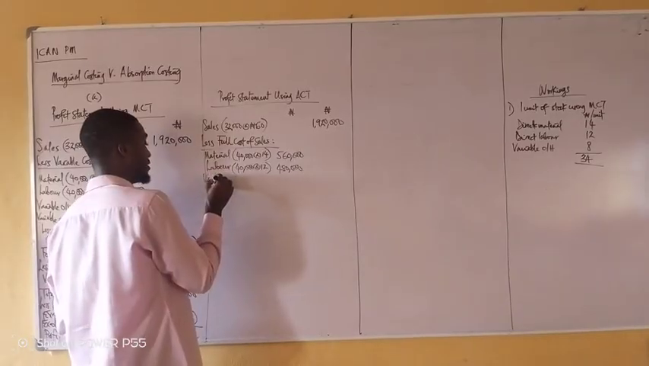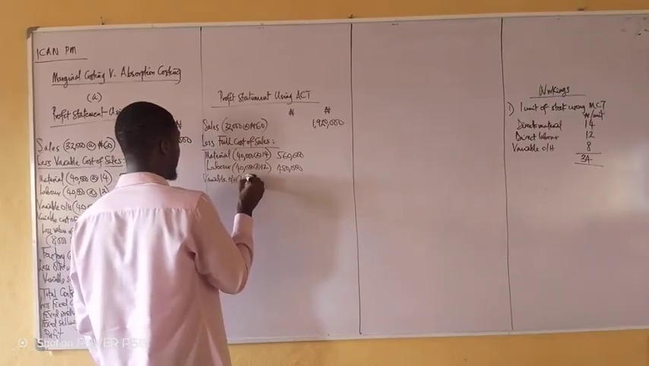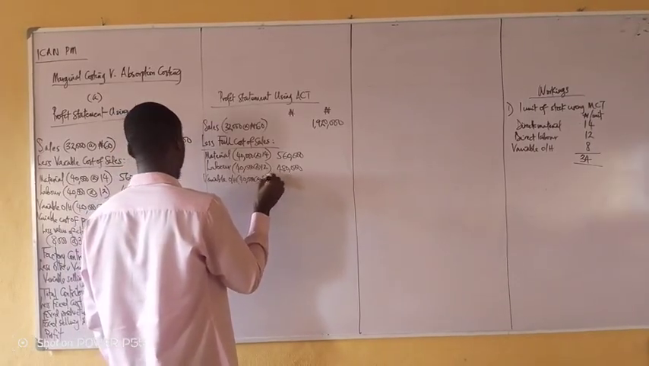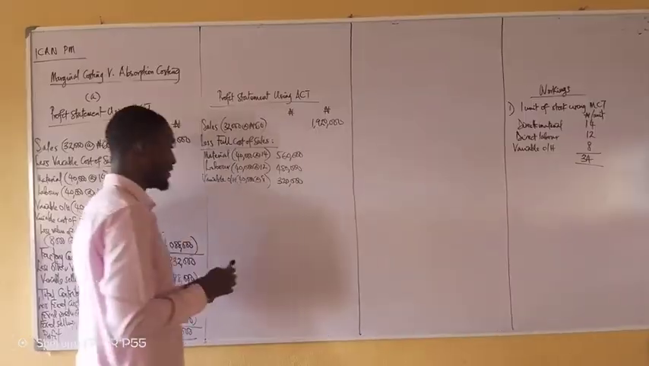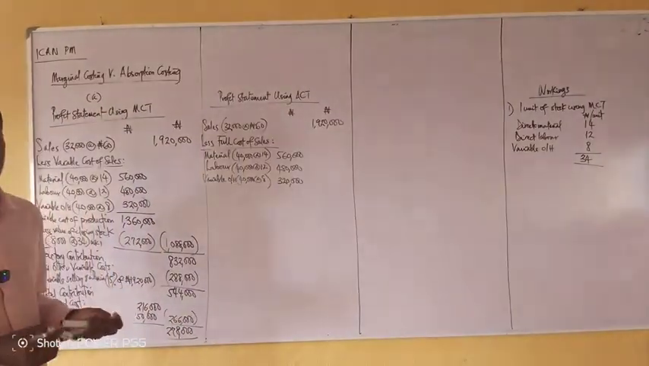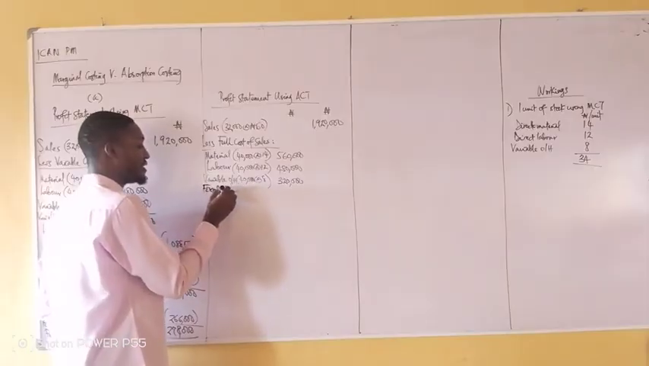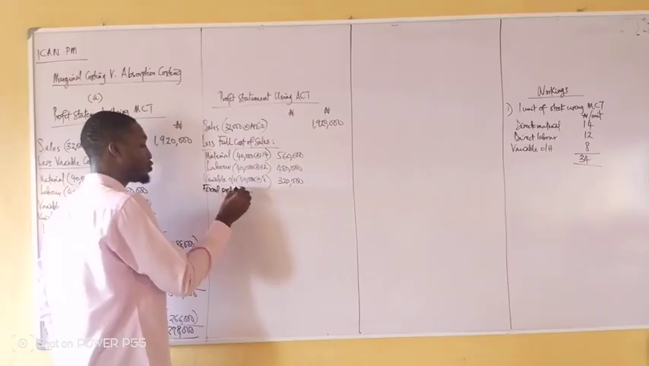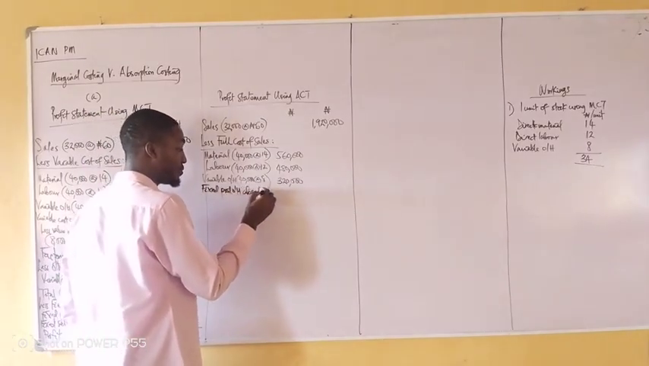Variable overhead, 40,000 at 8, 320. Then what now makes it different is that we'll also add fixed overhead, and the process of adding it is absorption. So we call it fixed production overhead absorbed.